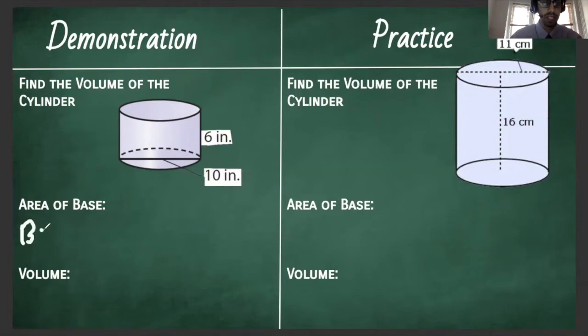The area of the base is going to be pi times r squared. But they don't give me the radius of my base, do they? They just give me the diameter, right? So they give me 10. If I know that the diameter is 10, what's my radius going to be? Yeah, half of my diameter. Because the diameter is the whole way across, the radius is just half of that. So what's half of 10? 5. So I'm just going to plug in pi times 5 squared, okay?